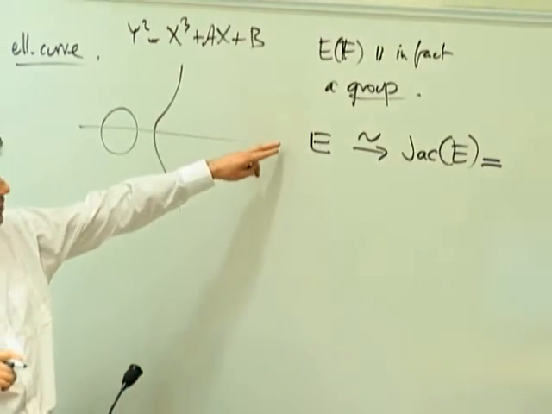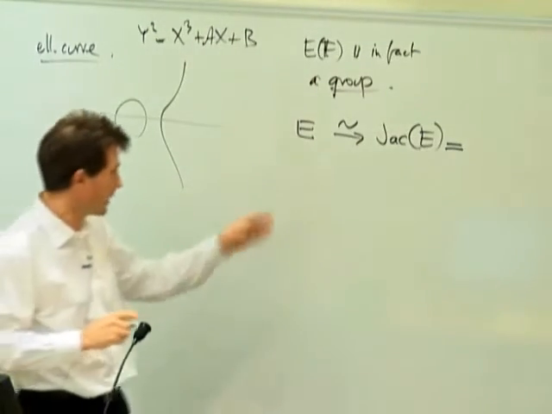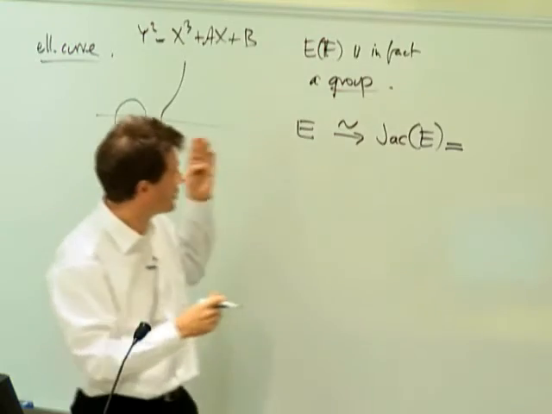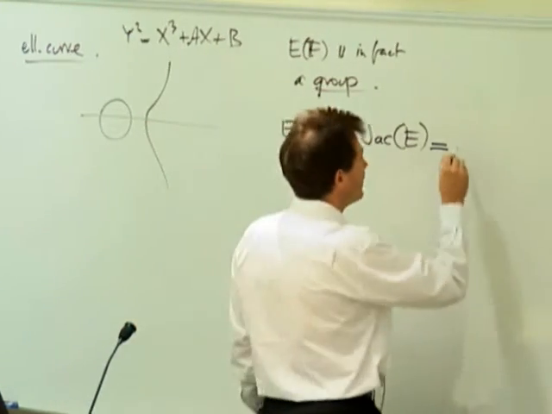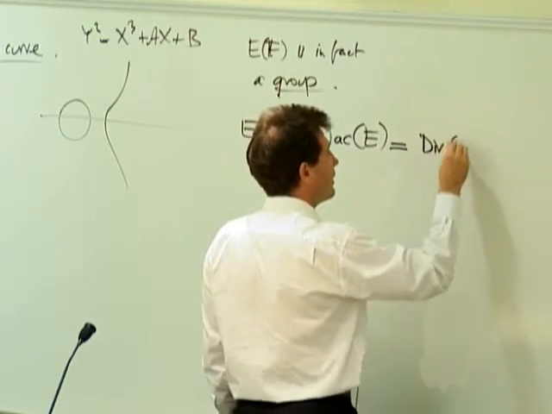If the set of points on a curve is not naturally a group, you can look at the group it generates, just a free abelian group generated by the points. That's called the divisor group. So that's Div of E.